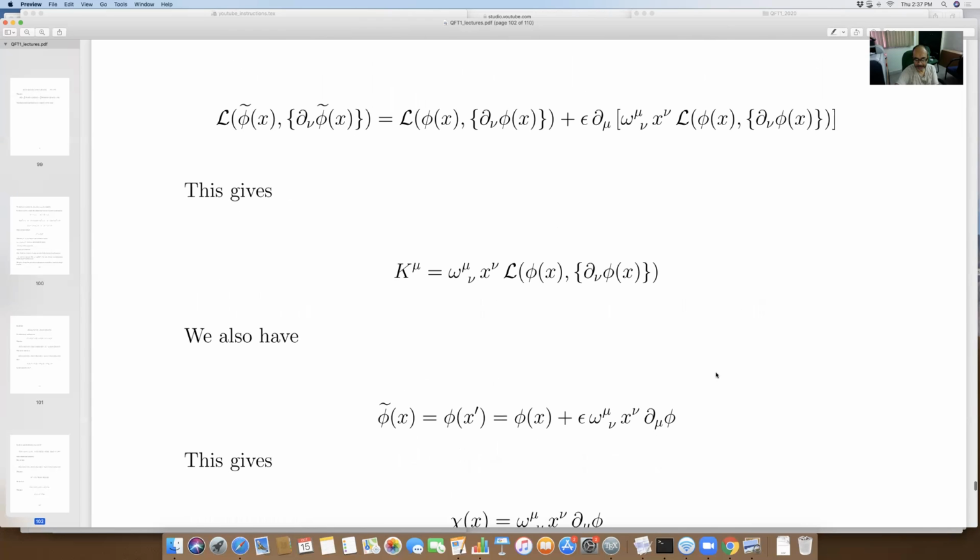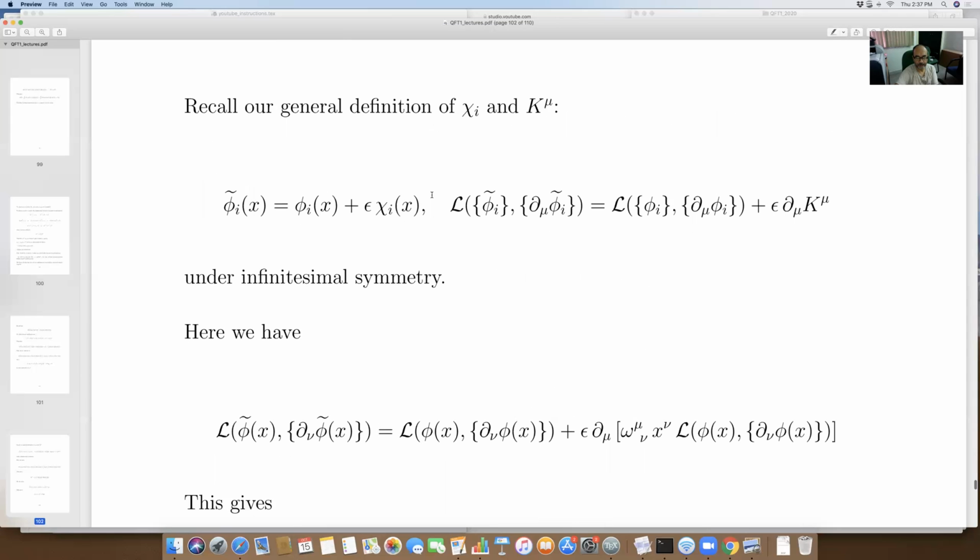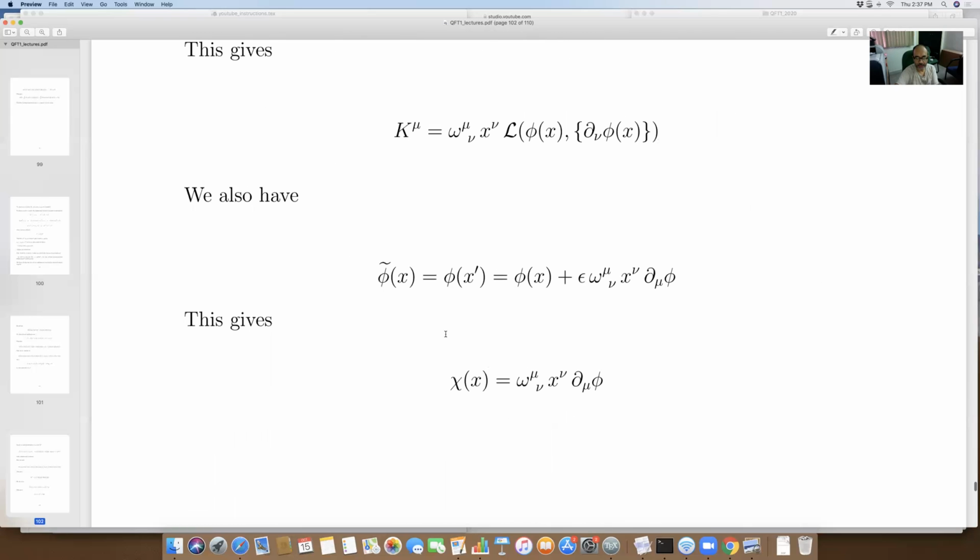Now compare this with the definition of epsilon phi I. So whatever multiplies epsilon in the definition of the difference between phi tilde and phi is what we have called chi I. So chi of x in this case is just omega mu nu x to del nu phi. Just compare these two. So you have found chi and k for Lorentz, infinitesimal Lorentz transformation.